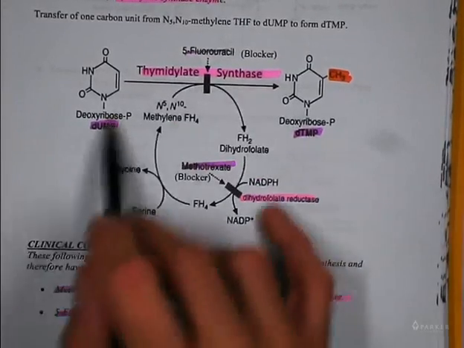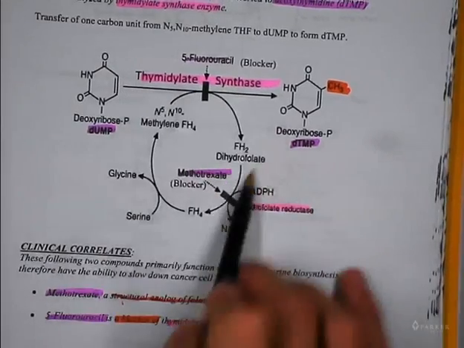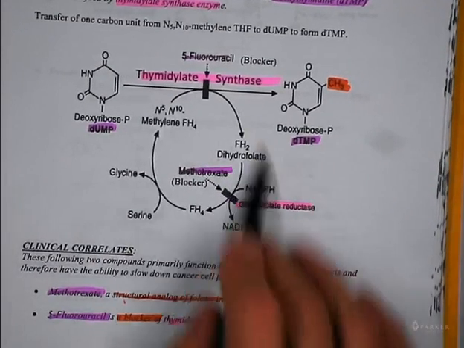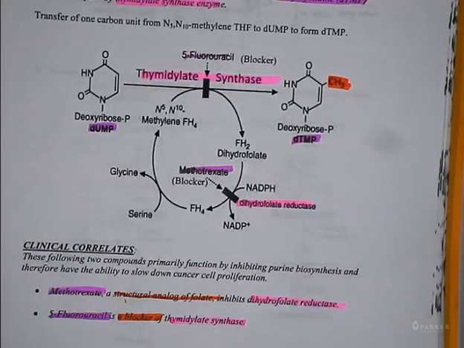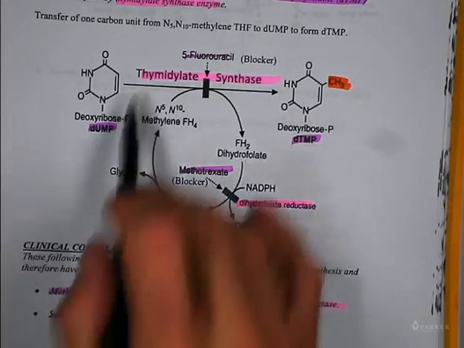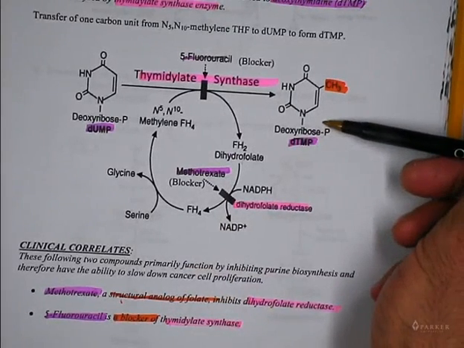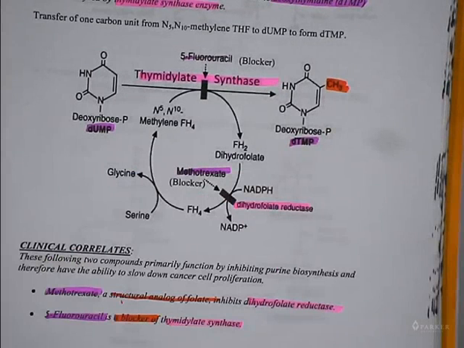So every time it comes up here, it donates its one carbon group. I'm not sure of the specifics of when it gets oxidized, when it doesn't, but sometimes it will. And then it needs to be reduced again so that it can pick up another one carbon unit so that it can do it again. That make sense? So that's the cyclical nature why we can keep making thymidylate bases for our DNA synthesis. Now, a couple of blockers you need to know, and that's all you need to know. What you need to know is that folate is an important cofactor for thymidylate synthase.